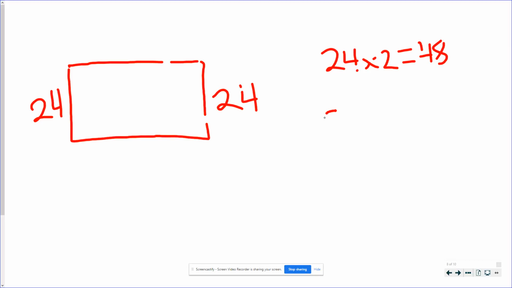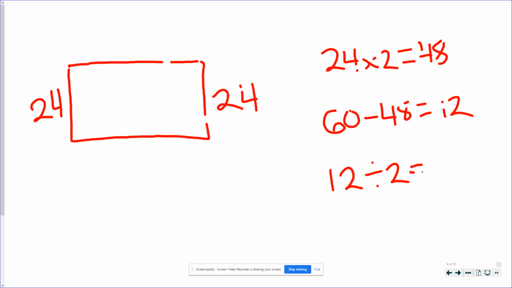What we need to do from here is take that 60-inch total, subtract our 48 that we already have, we get 12. That means that this side right here and this side right here are a total of 12. Since there's two sides, we just want to take that 12 and divide by 2. That means that each side is 6. So the top is 6 and the bottom is 6.